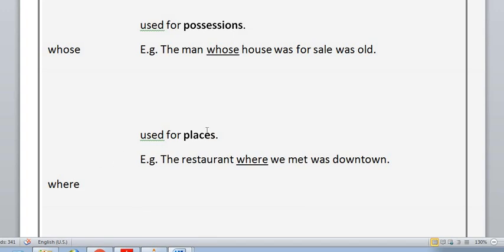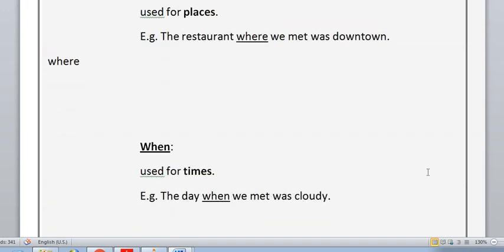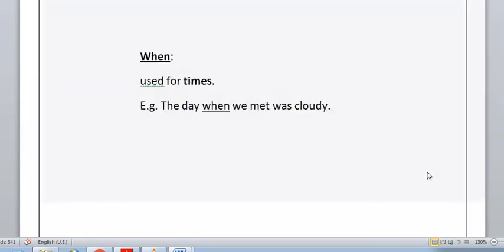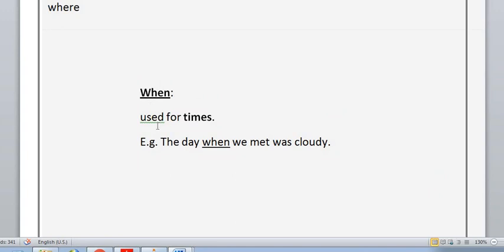Where is used for places. Sentence: the restaurant where we met was downtown. The last one, when, is used for times, like the day when we met was cloudy. So when refers to the time before it, the day. All right? This is the lesson.